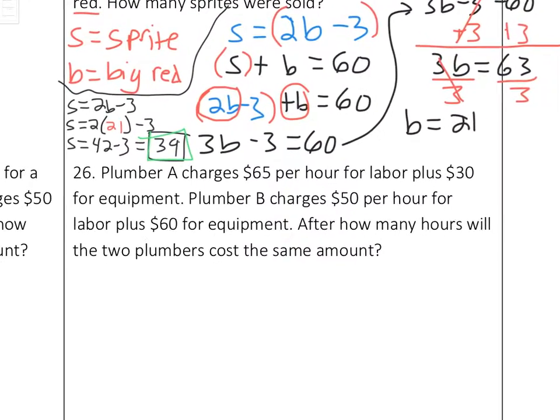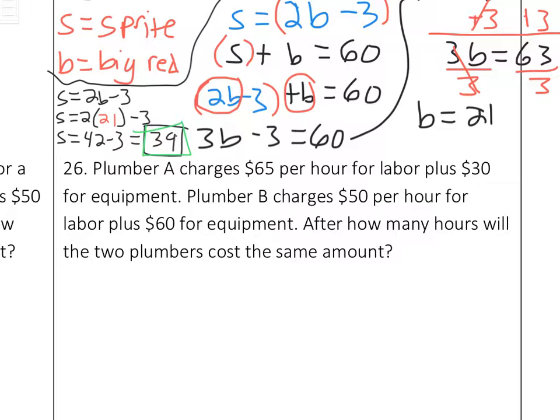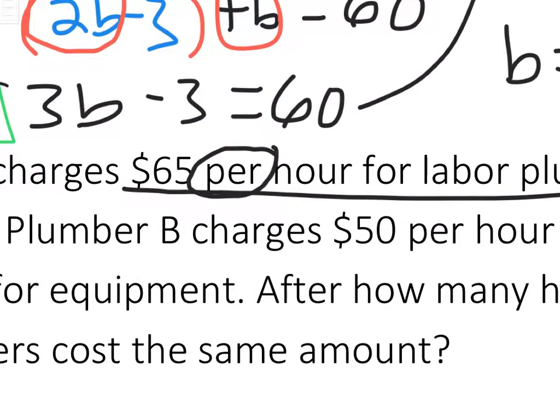A plumber A charges $65 per hour for labor plus $30 for equipment. Okay, so this is going to be an equation by itself. So I am just going to use y and x for this one. Okay, so this type of problem, you're always going to have a y equals, because you're going to have a total. Y represents a total. So y equals, and then remember $65, and the word per, or the word each, or the word an. Okay, so it could be like $65 an hour, or per hour, or each hour.